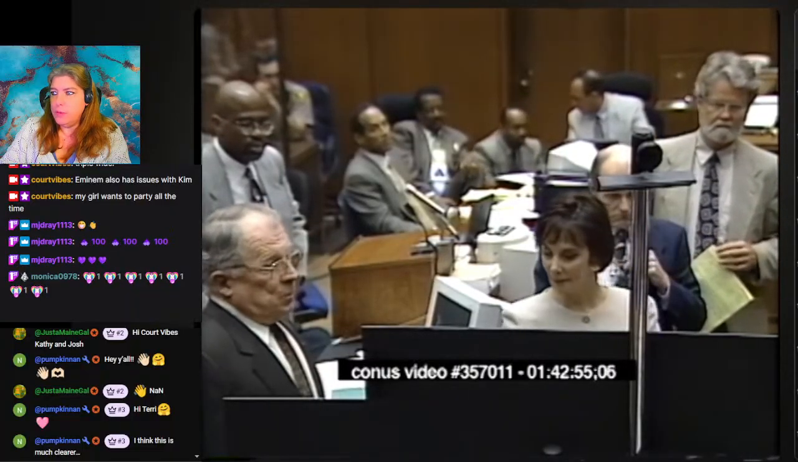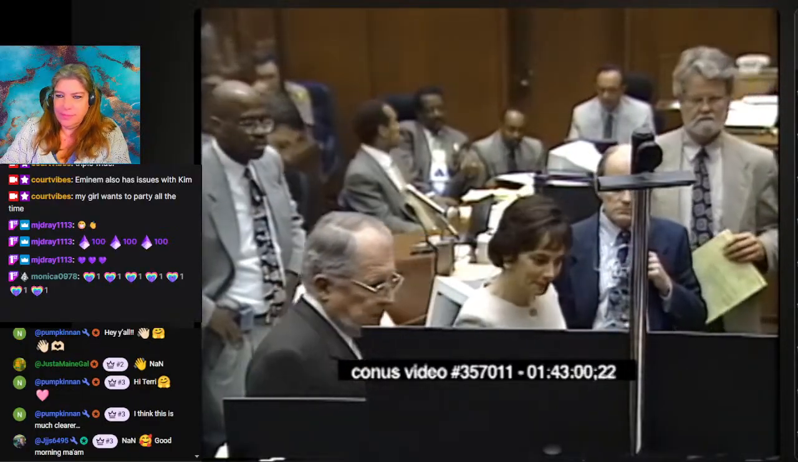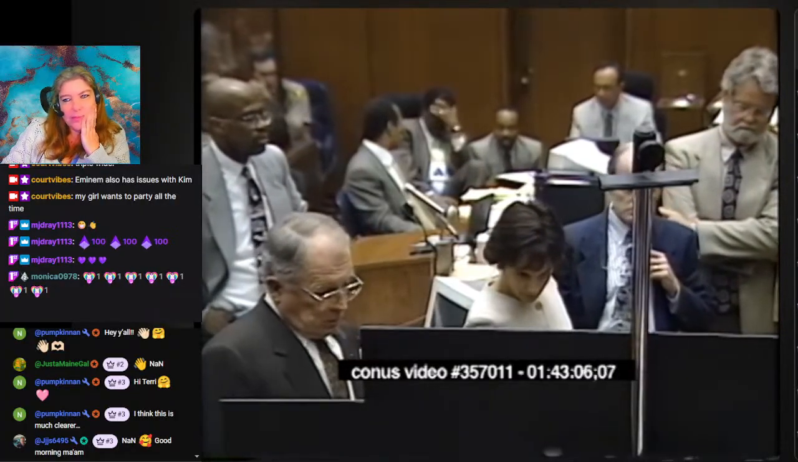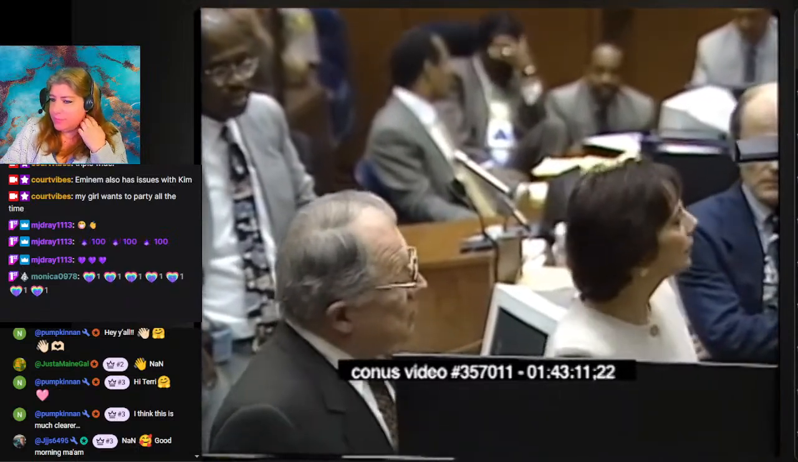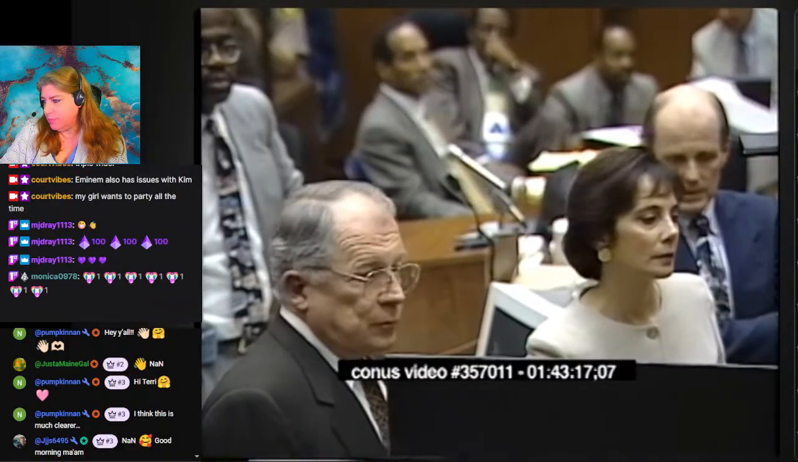This is a comparison of hairs. I take it the top row is Nicole Brown Simpson exemplar hairs, and the bottom row are hairs from various places associated with the crime scene, correct? That's correct. All right, what's the objection to this? Okay. All right, next board.